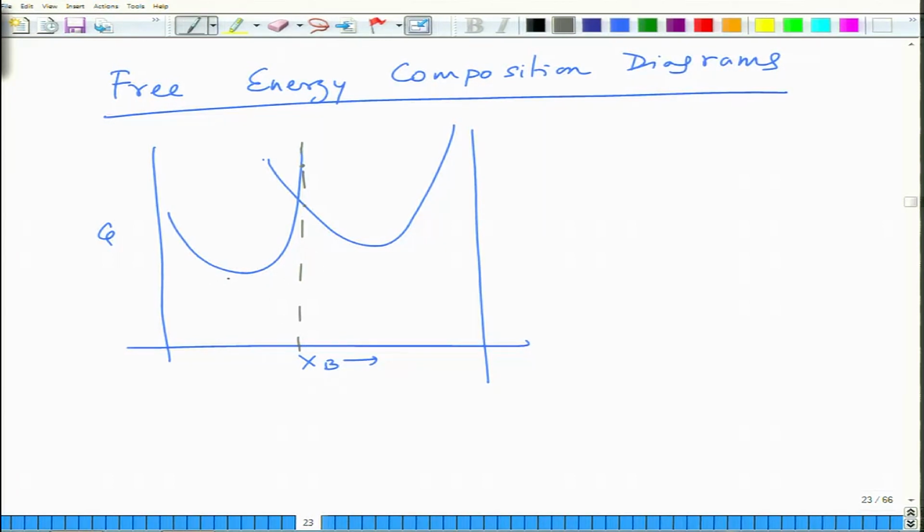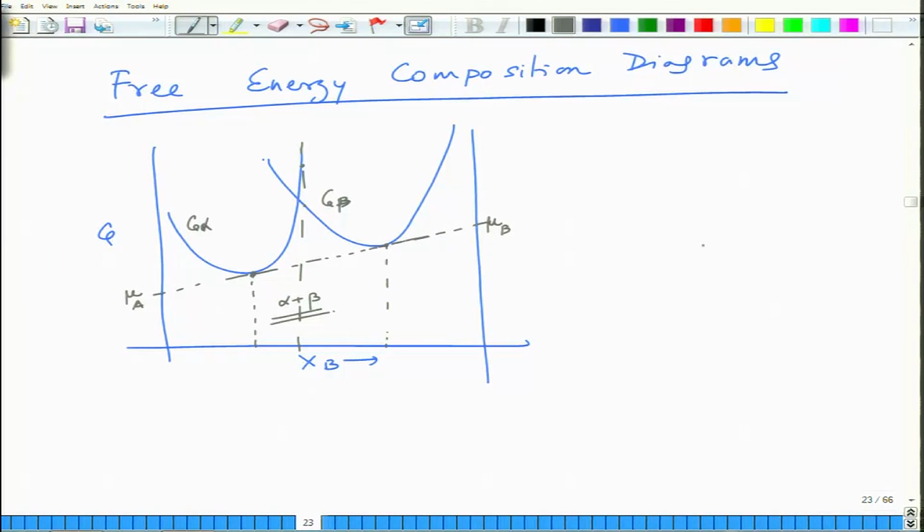So, the way you do it is that you draw a common tangent to the two curves. So, this is G1, this is G2, first phase and second phase. So, for this composition what we will have is a two phase mixture, let us say this is alpha and beta. So, between this you will have alpha and beta, alpha of this composition, beta of this composition. And what does the line tell us? This is mu A, this is mu B. So, basically the slope of this line is nothing but the chemical potential.